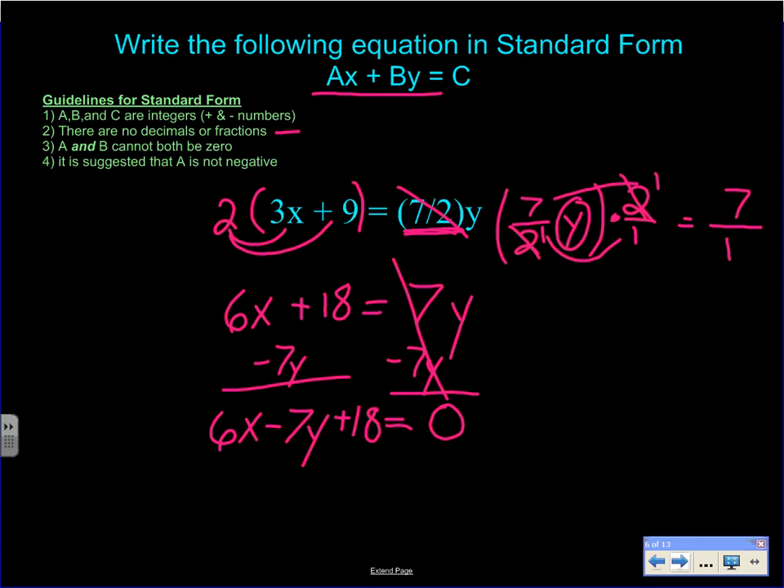And now, x and y are on the same side, but that c is over there with it. That positive 18 is with it. And we're supposed to try and get that c on the right side of the equal sign, or on the other side of the equal sign. So we have to move that 18.